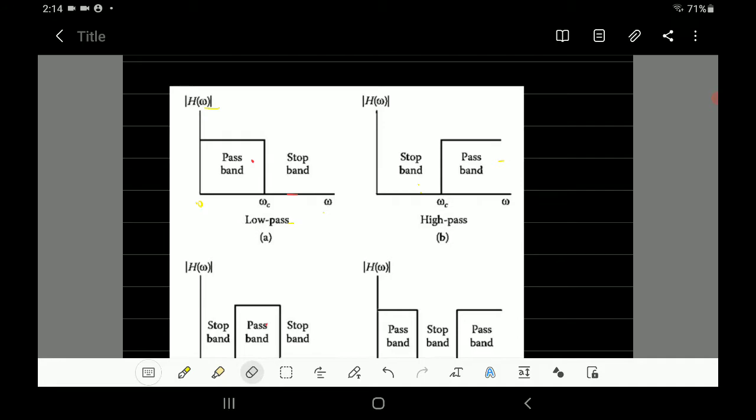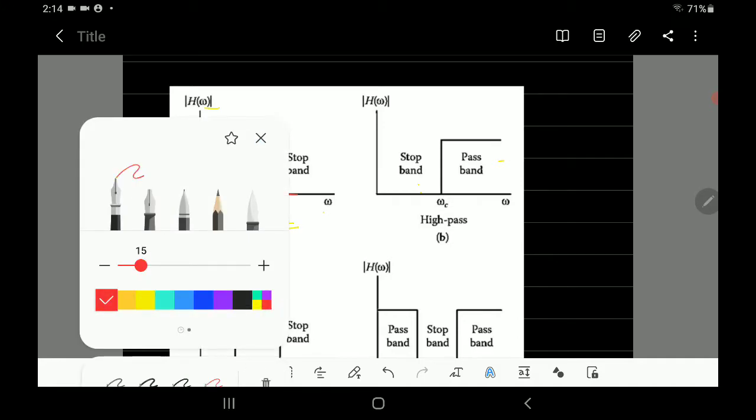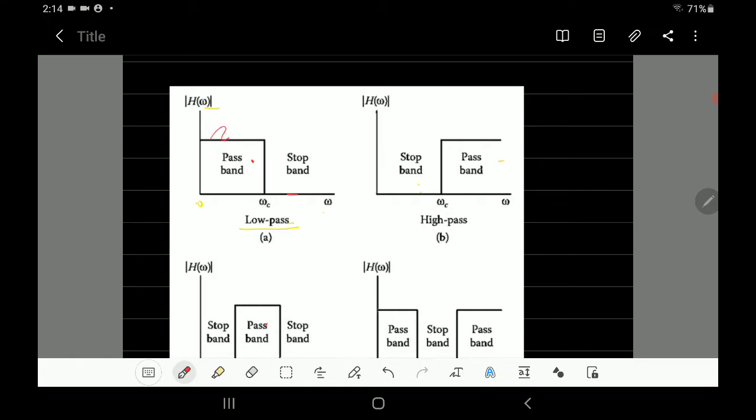The first one is a low pass filter. In this low pass filter, you'll observe in the spectrum that it's almost equal to 1 from 0 up to omega c. What's omega c? Omega c is called the cutoff frequency. What does it mean, the cutoff frequency in a low pass filter?